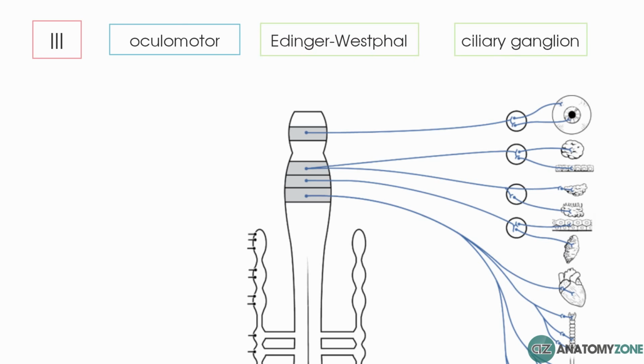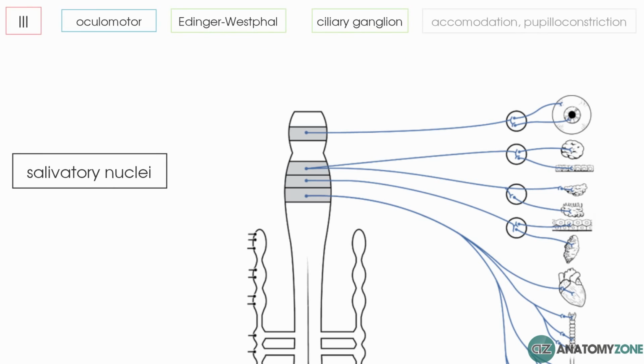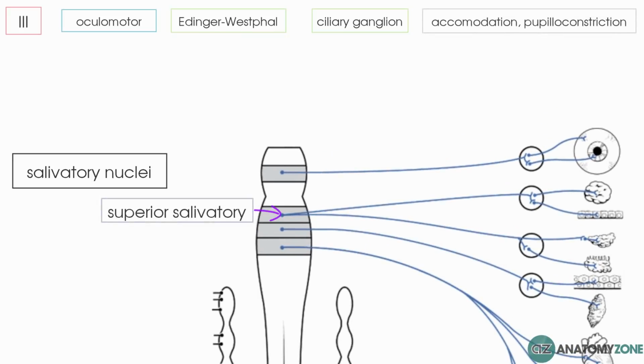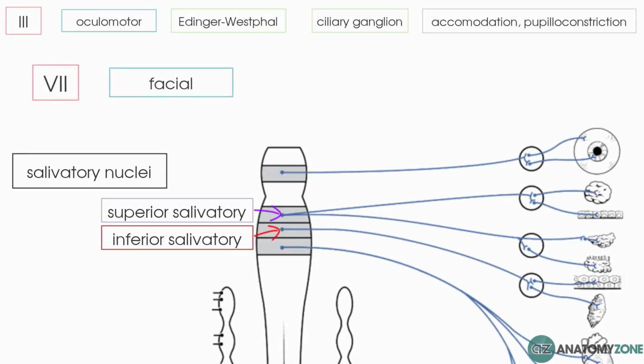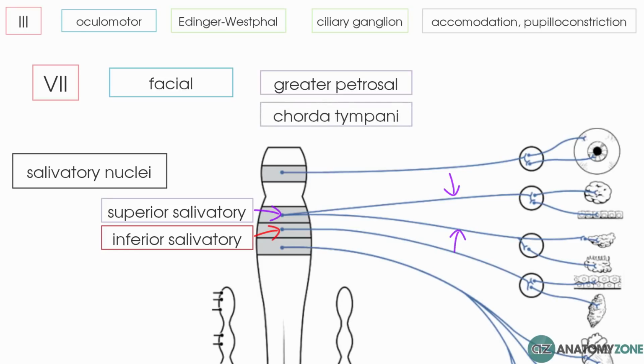Next we have the salivatory nuclei. So we've got the superior and inferior salivatory nuclei. The superior salivatory nucleus gives rise to the facial nerve. And with regard to the parasympathetic division, you've got two branches of the facial nerve that you need to know about. You've got the greater petrosal nerve and you've got the chorda tympani.